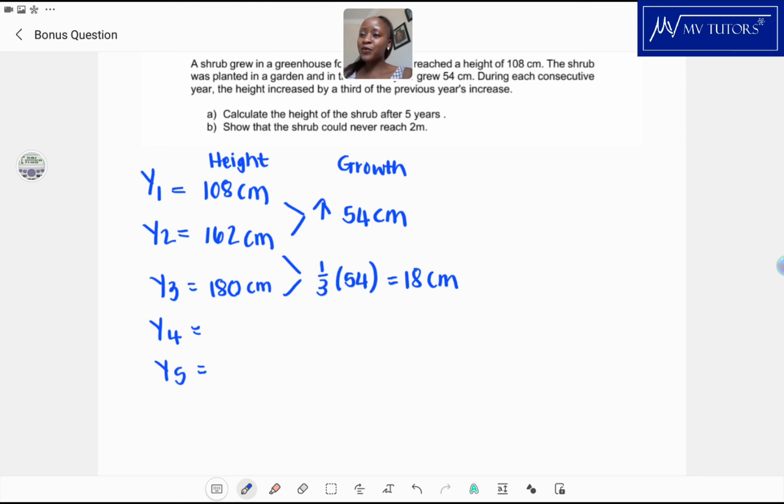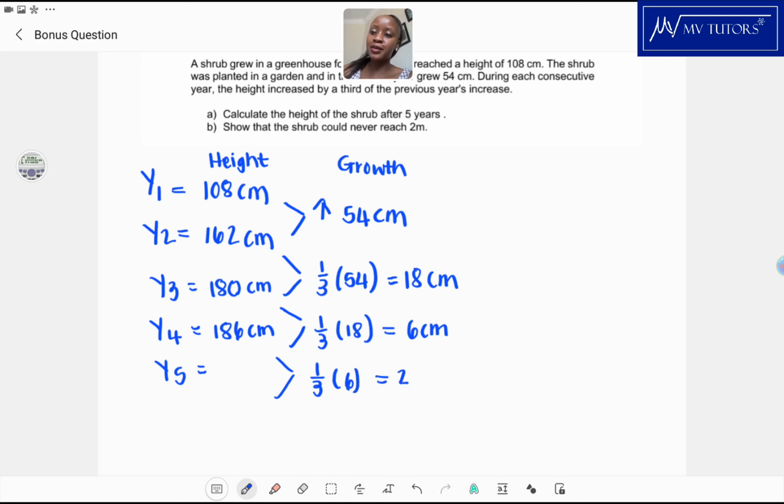Now to get to year 4. In year 3, it grew by 18 centimeters, so I need to take a third of that 18 centimeters. Then I'll get 6 centimeters. So then I need to add the 6 centimeters to the 180, and I have 186 centimeters in year 4. And again, to get to year 5, I need to take a third of that growth, which is 2 centimeters.